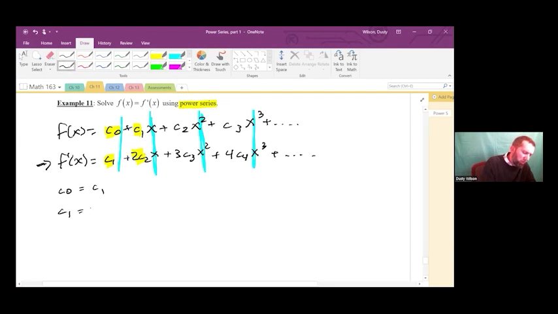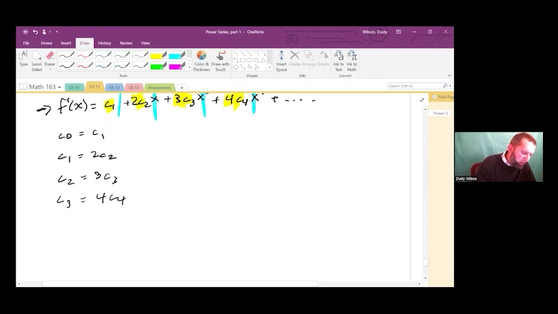c1 must be equal to 2c2. c2 must be equal to 3c3. Okay, c3 must be equal to 4c4. Et cetera, et cetera, et cetera. So what does et cetera mean? Well, it looks like it means that Cn will be equal to n plus 1 times C sub n plus 1.